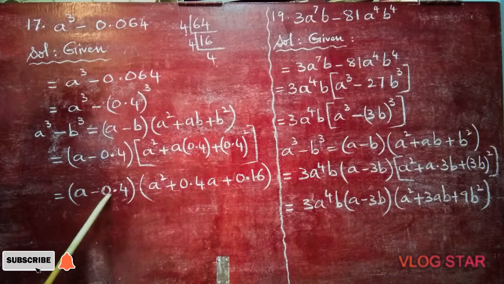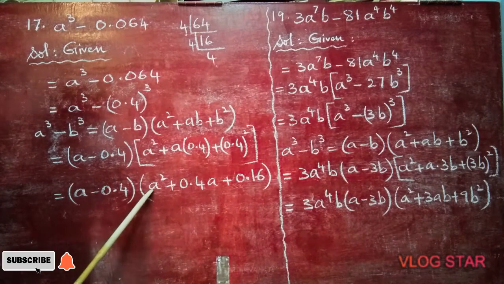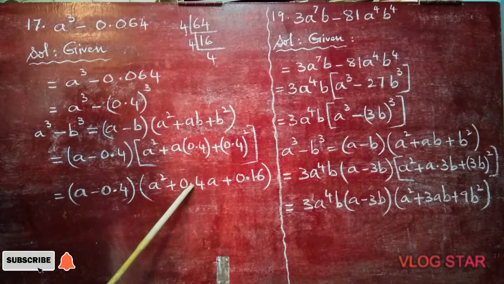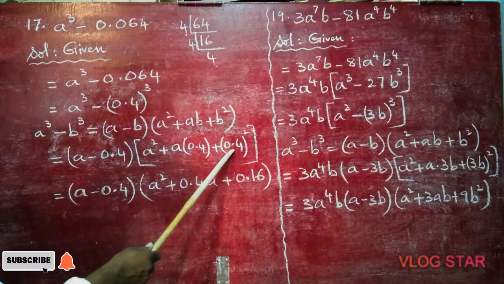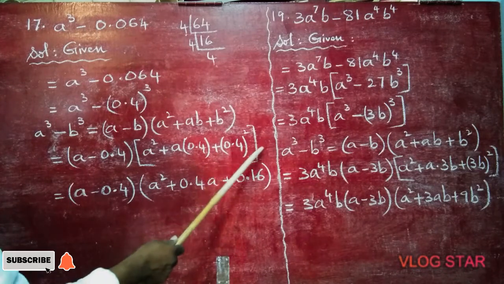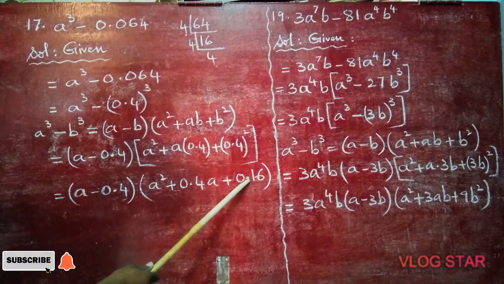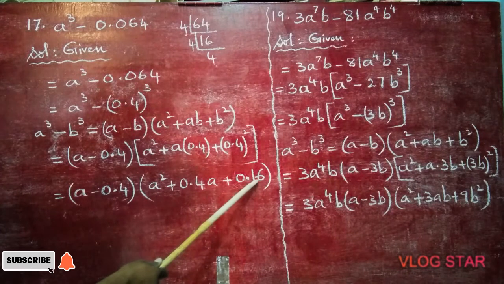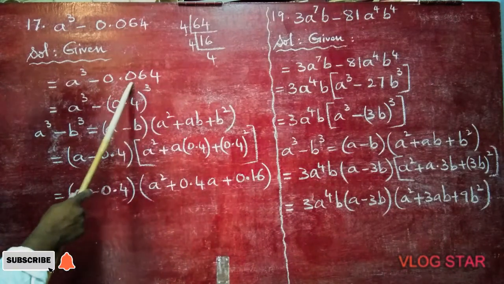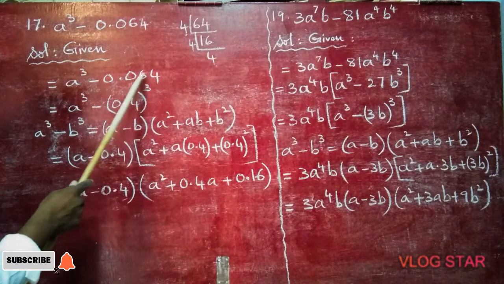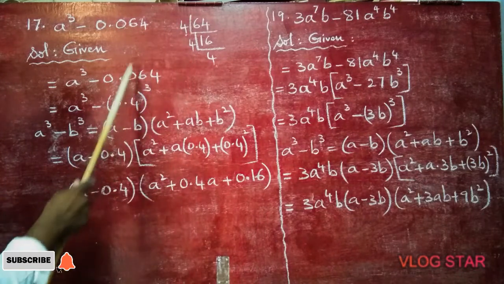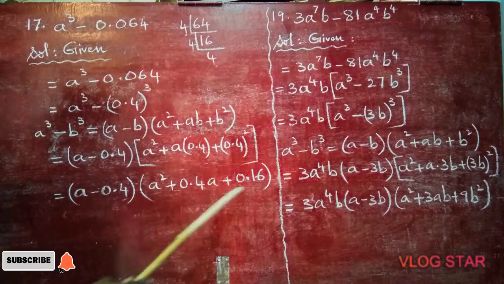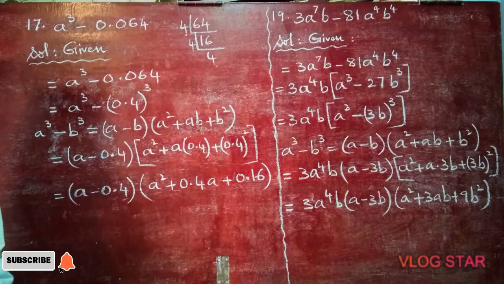Now a minus 0.4 as it is into a square plus 0.4a plus 4 4s are 16. 0.4 into 0.4. After 2 decimals, 4 4s are 16. After 2 digits you have to keep decimal. Same way how you taught you here, the same way after 3 digits. 64, 1, 2, one more we have to keep 0, then point. So be careful with decimals.